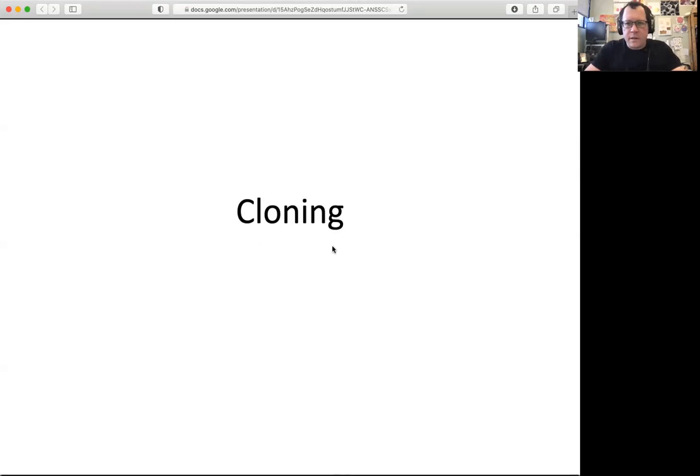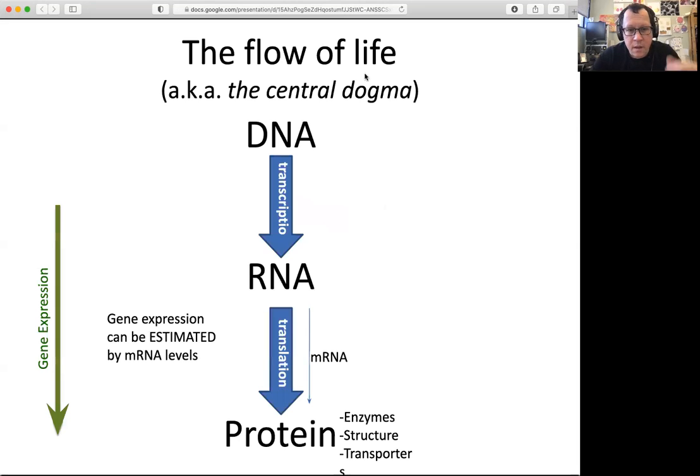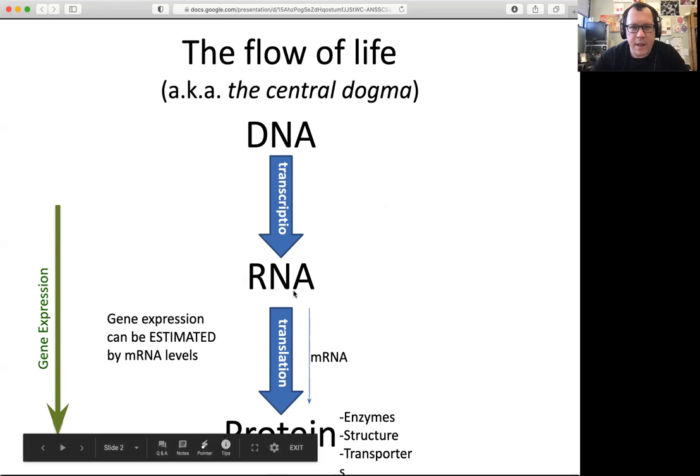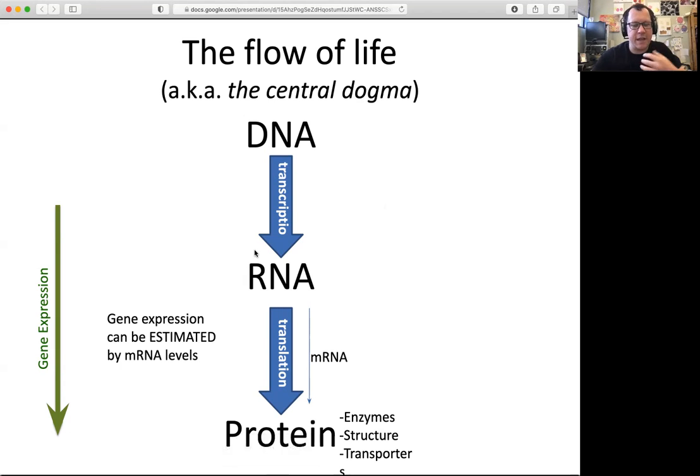All right. So this week we're going to start talking about cloning. And so what is cloning? Well, basically, what we're going to do is take something from the flow of life, and cram it into a plasmid. And that is the foundation of cloning, right? Just taking some sort of genetic information and putting it somewhere else.